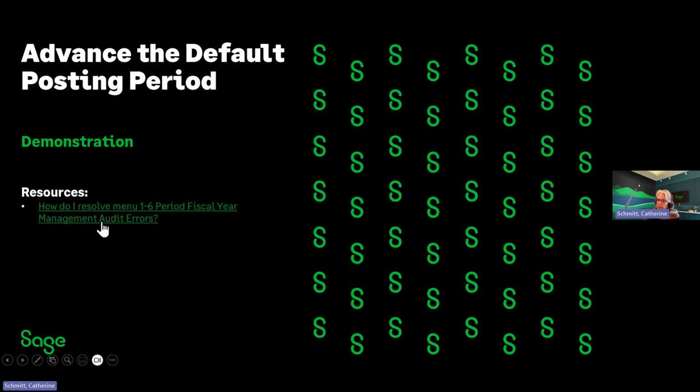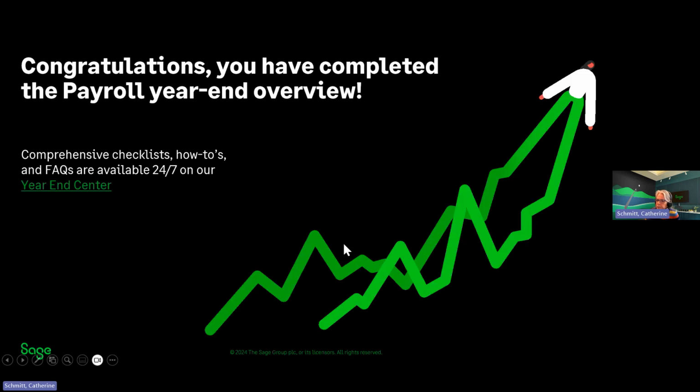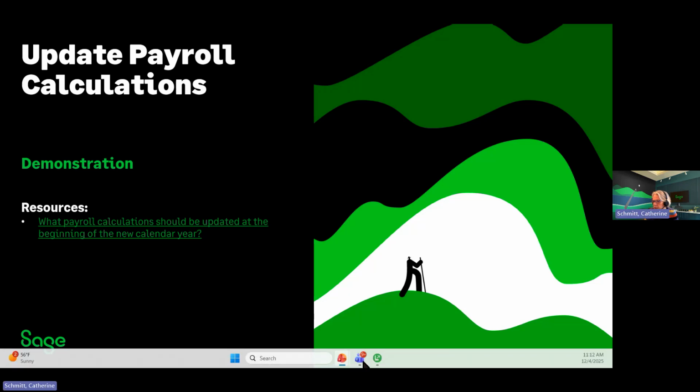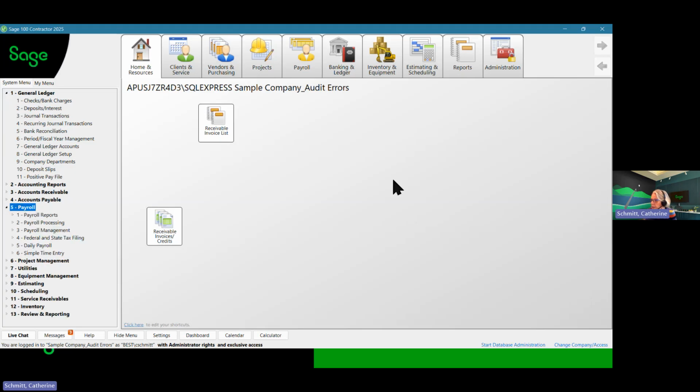Okay. And again, I have a link on there that explains how to fix that. Now, this is for how to update your payroll calculations. As I said earlier, we don't know your rates.